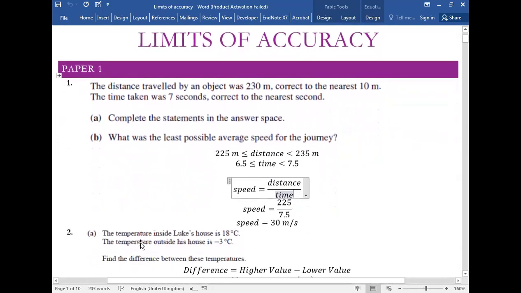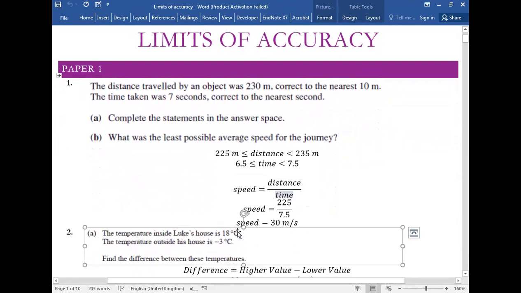Let's have a look at this question. The temperature inside Luke's house is 18 degrees centigrade. The temperature outside is -3. Find the difference between these temperatures. How do we find difference? Higher value minus lower value. Write it as question number 2, and all of these are paper 1 questions. If you are unable to do any of these questions, let me tell you: 225 divided by 7.5, you got 30. Okay.